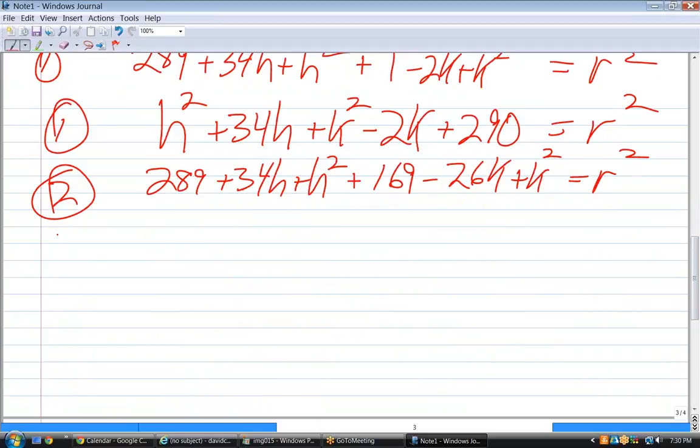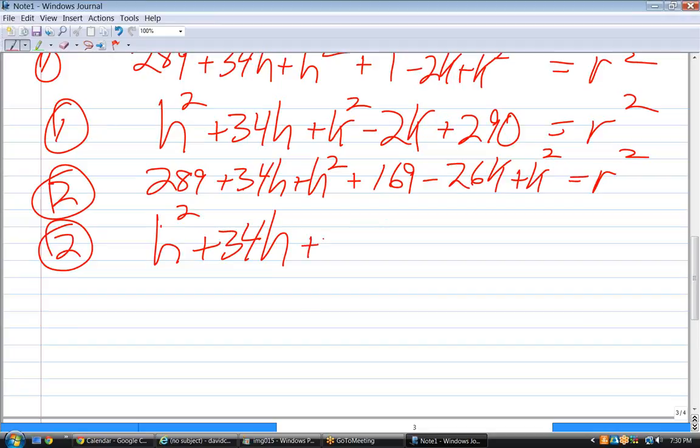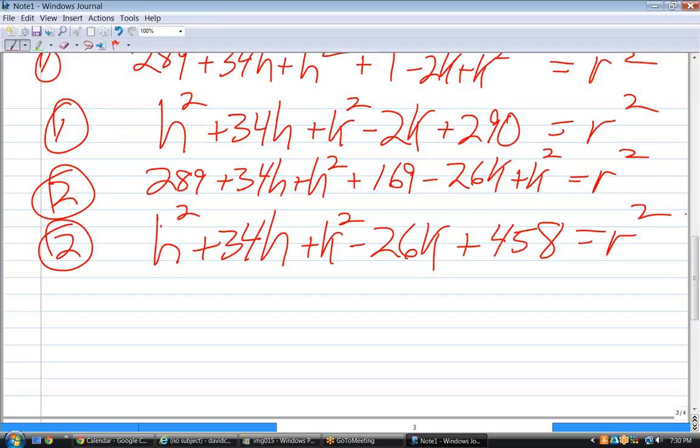Now let's rewrite 2 in the same way we rewrote 1. Let's put that there, this here, and combine numbers. We got 289 plus 169. Let's write the k squared and the minus 26k, and then put that number at the end. What is that? 458. And now equation 3.